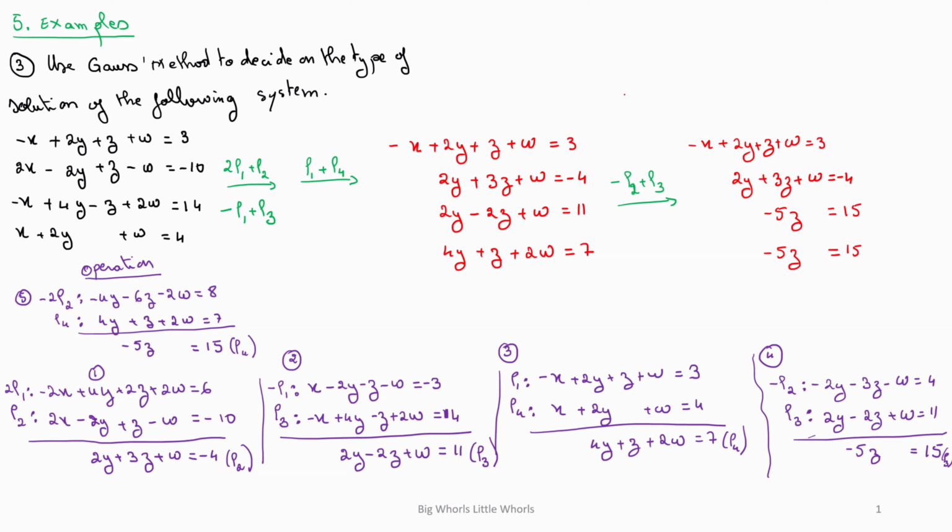Maybe I'm going to go to the top. Just one second. So what have I done to get row 4 here? I have done minus row 2 plus row 4.